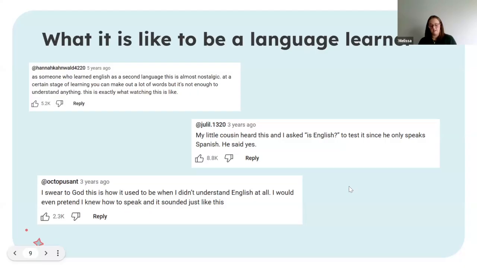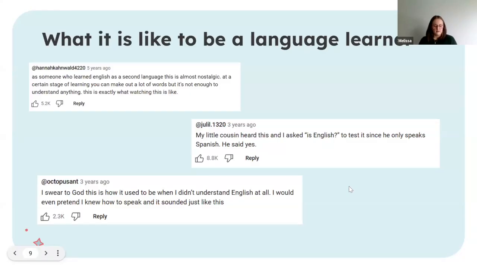Here were some that stood out to me. The first reads, "As someone who learned English as a second language, this is almost nostalgic. At a certain stage of learning, you can make out a lot of words, but it's not enough to understand anything. This is exactly what watching this is like."